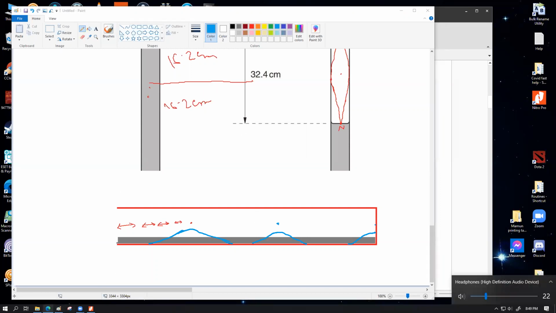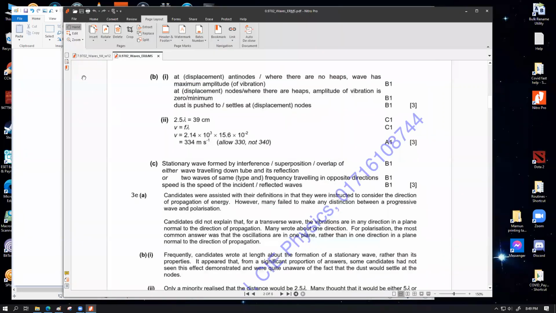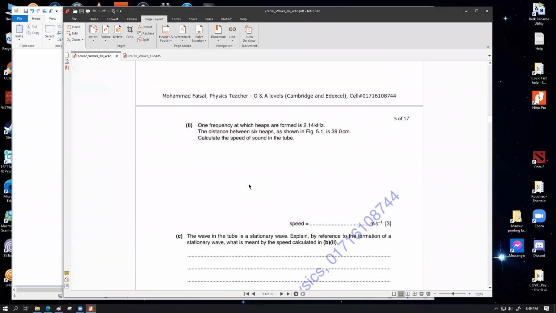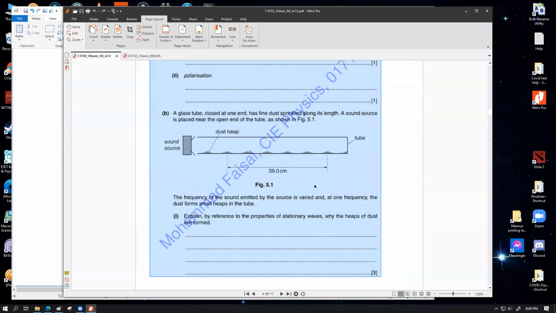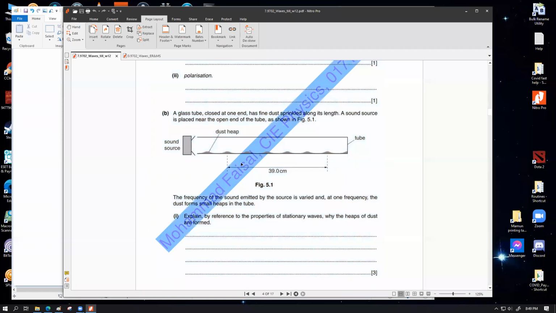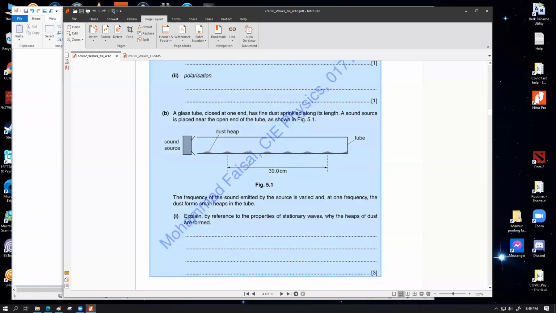So the next question is actually quite interesting for us, because we have to do some counting. Have a look at the next question. It says that the distance between 6 heaps, as shown in figure 6.1, is 39.0 centimeters. Calculate the speed of sound in the tube. So take a good look at this figure. These 6 heaps over here have a total of 39 centimeters. Now you should remember, above each of these heaps we have a node, and each of the empty spaces represents an antinode.